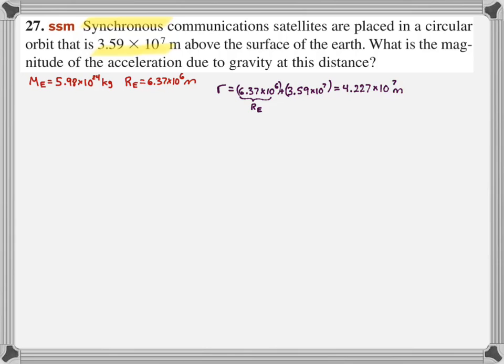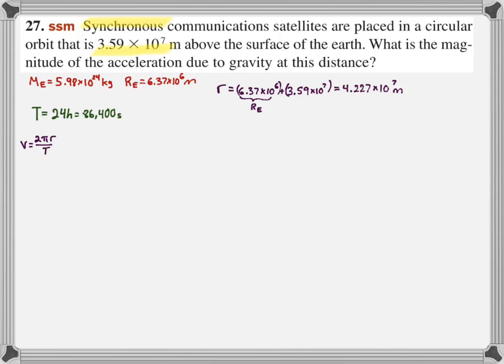There's at least two different ways you can solve for this. One way to solve for this is you need to know that the period is 24 hours. Synchronous communication satellite means that it makes one complete revolution at the same time the Earth does, so they follow a 24-hour cycle. The next thing you can do is find the velocity of the satellite.